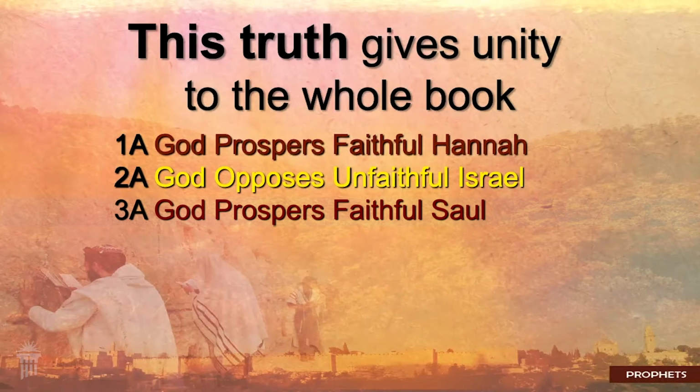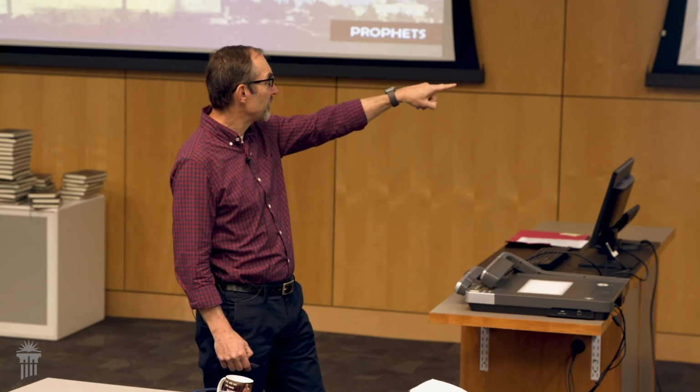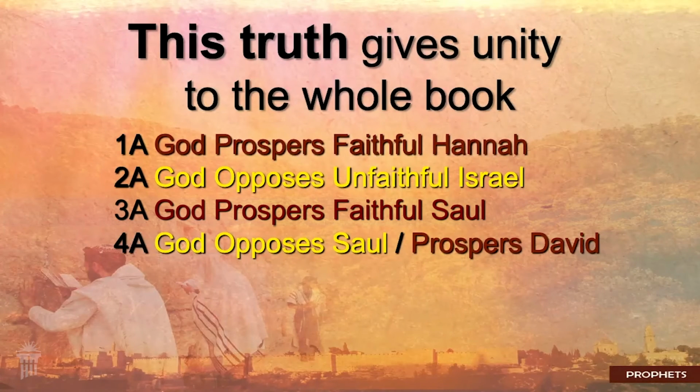I know that because 90 to 10, 89 to 11, most of us think that Saul is the bad guy of the book, right? And yet, you look at 3a here, God prospers faithful Saul, and then in 4a, God opposes Saul, right? And he prospers David. Now, most of us say, yeah, that's it. That's the point of the book. God doesn't like the bad guy. He does like the good guy.